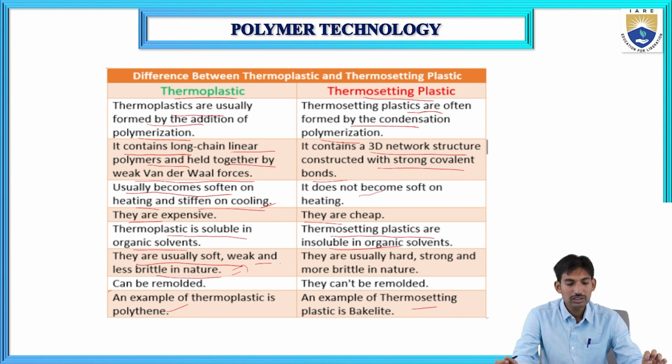The thermoplastics are usually formed by simple addition polymerization. The thermosetting plastics are formed by condensation polymerization. The thermoplastics contain weak van der Waals forces between two chains. But in case of thermosetting plastics, there are strong covalent bonds between the two chains.